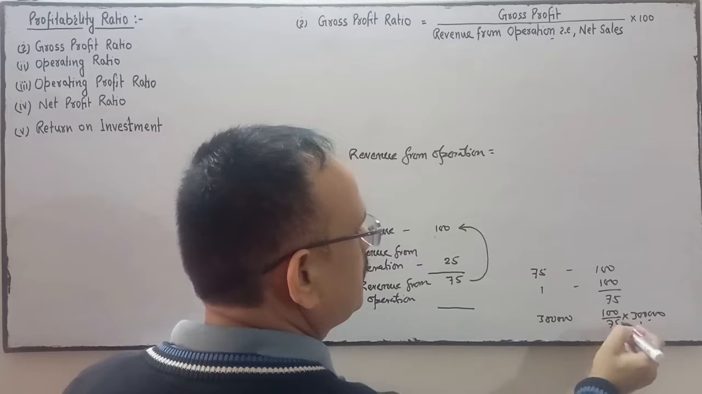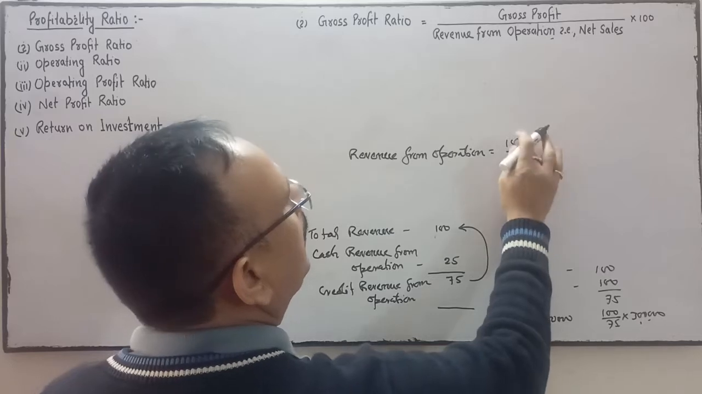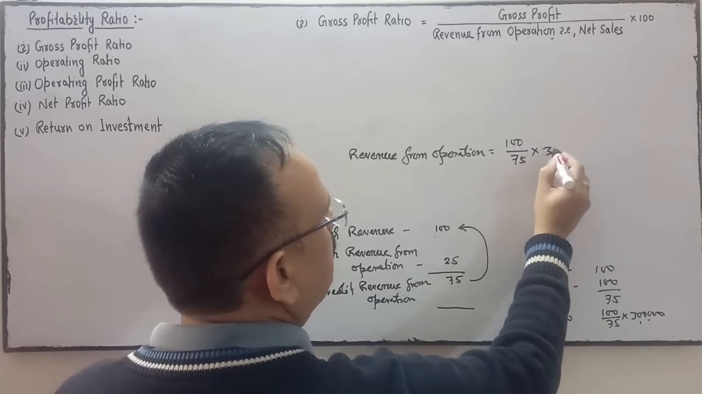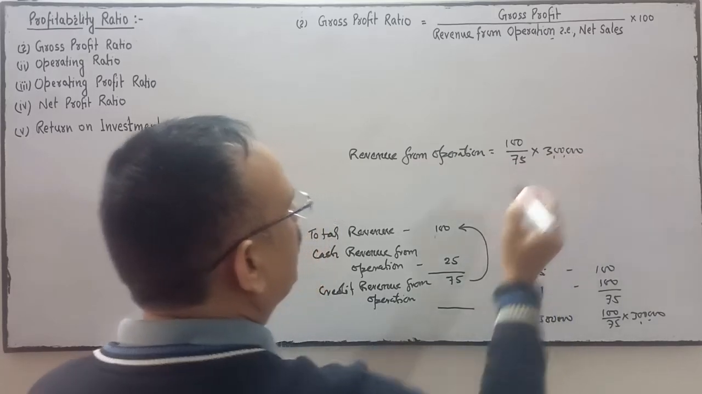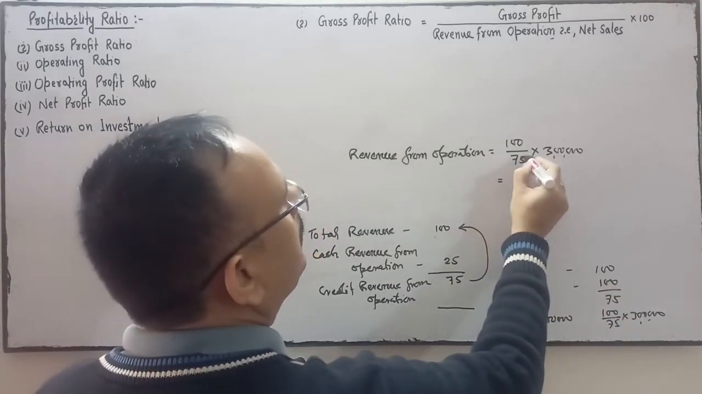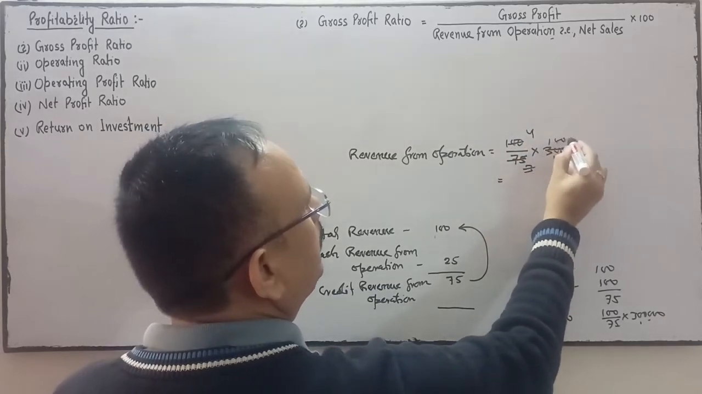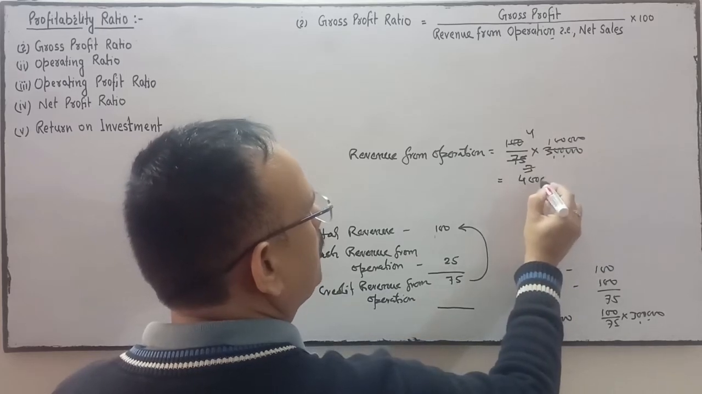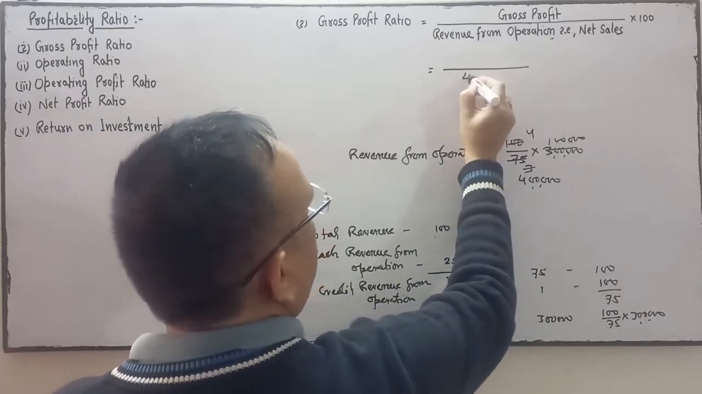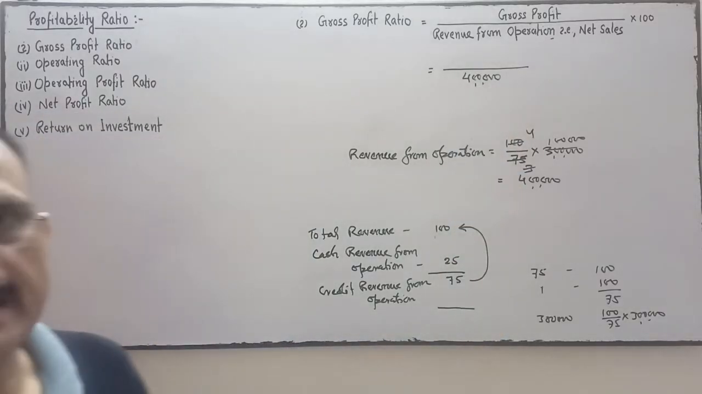Yes? So here you write 100 upon 75 into 3 lakhs. So you will get the information of revenue from operations by applying this one. So here 3, 4, it is 1 lakh. So 4 lakhs is your revenue from operation. So in this formula, revenue from operation is 4 lakhs.